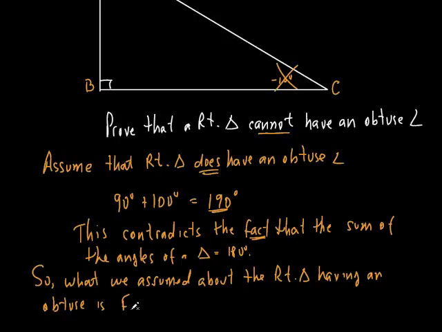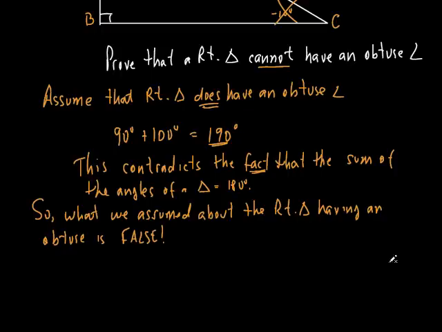Is false. I always like to put false in all caps. Okay? We'll even put an exclamation point for emphasis. All right? So what we assumed about the right triangle having an obtuse angle right there, that's what we assumed, isn't it? We assumed that it had an obtuse angle. That's false. All right? And I just showed why it's false up here.